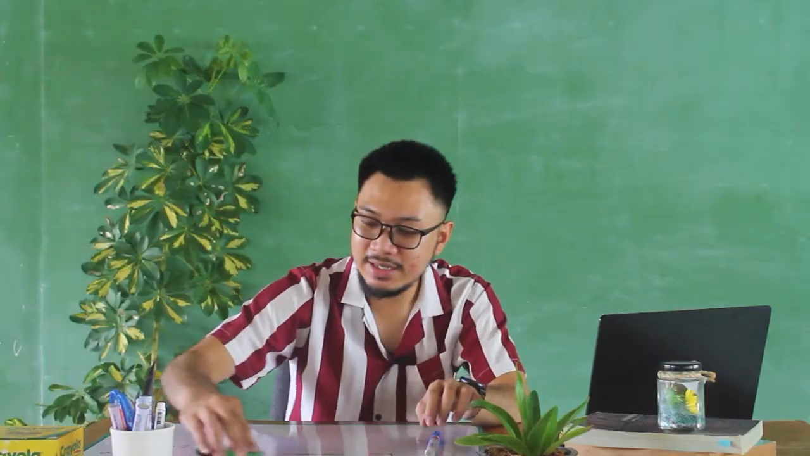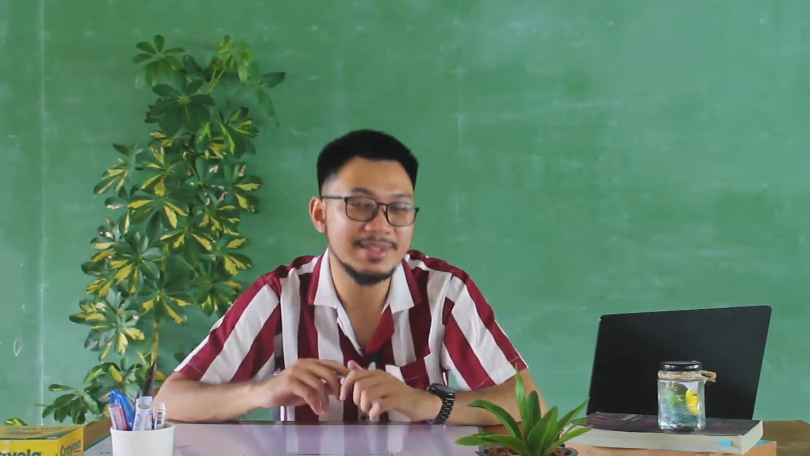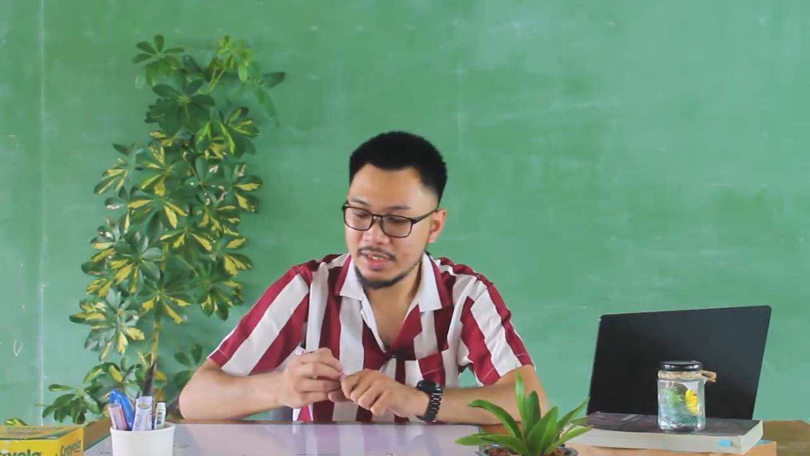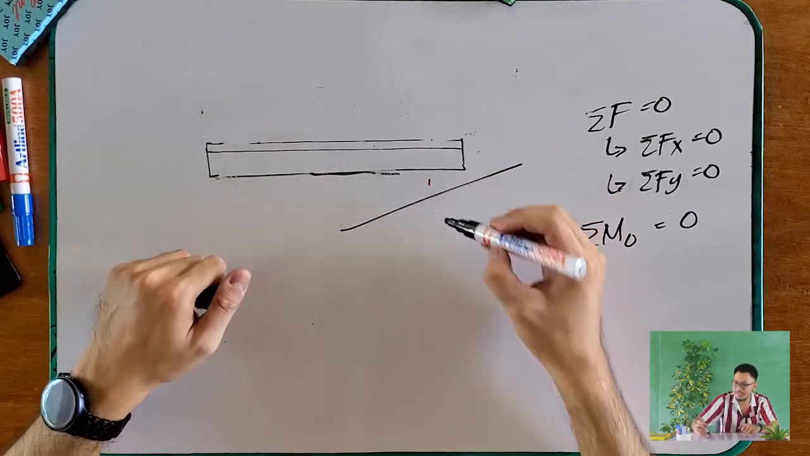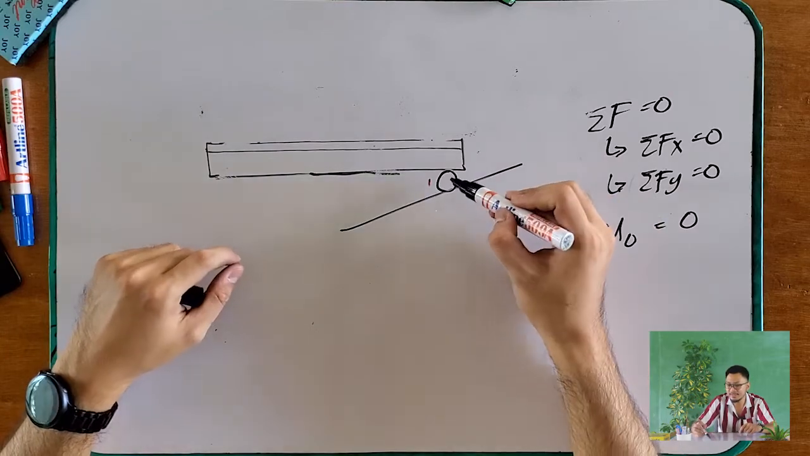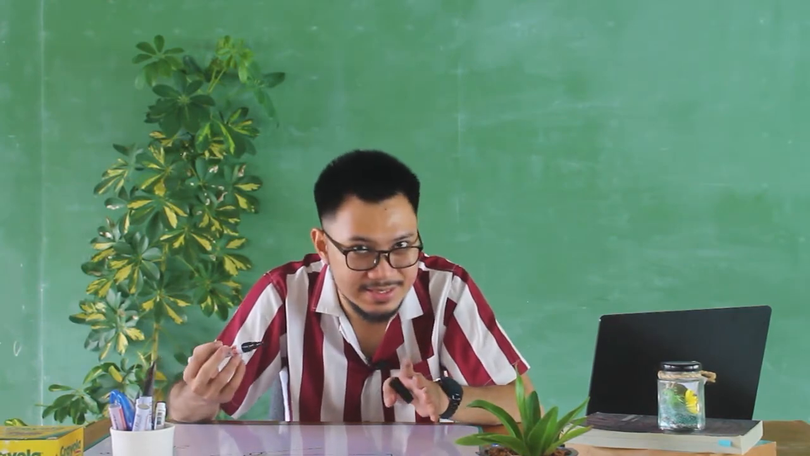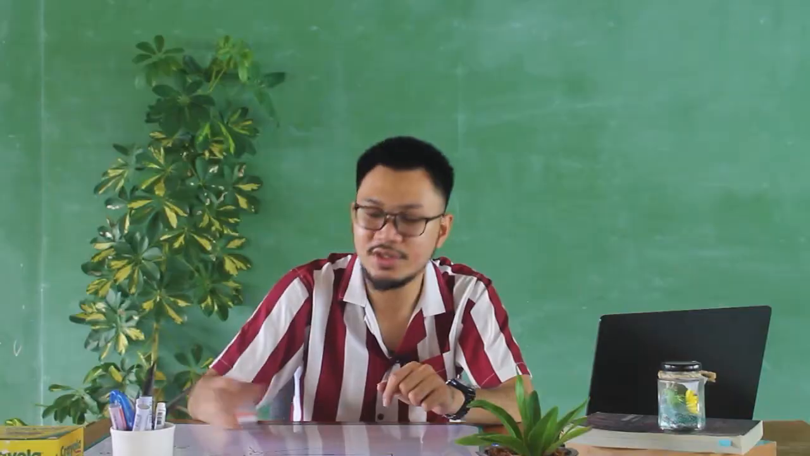Okay? There is also what we call a rocker. What is a rocker? It is just the same as your roller. And take note, if your surface is oriented at an angle, what should be the direction of our roller reaction? It is not always on the y-axis. It should be normal to the surface.